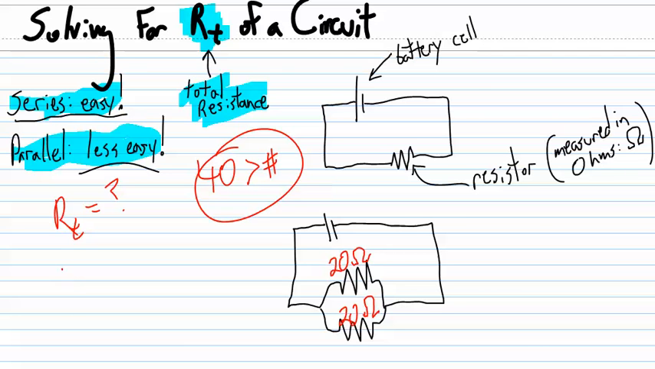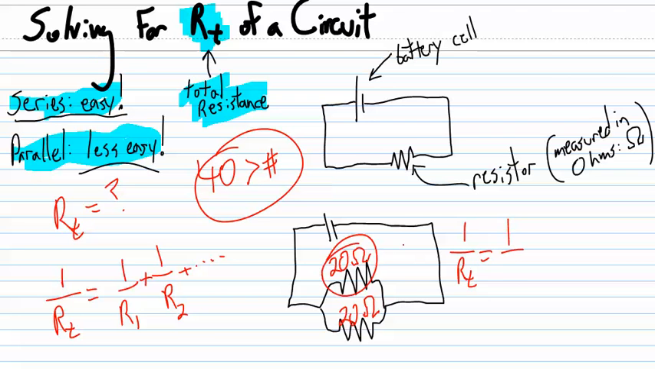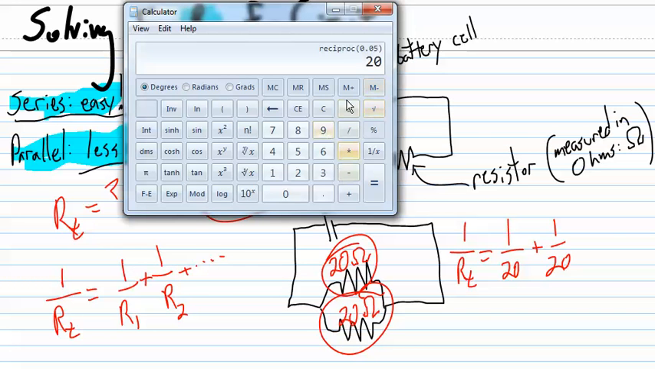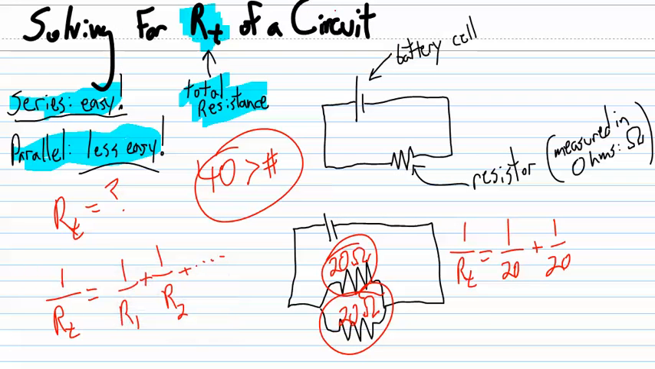Now, for a parallel circuit, 1 over resistance total equals 1 over R1 plus 1 over R2, and so on and so forth. But I've only got 2 resistors here, so this is going to be kind of easy. Let me go do my work over here. 1 over RT equals 1 over 20 plus 1 over 20. Okay, what is 1/20th? I think it's 0.05, but let me double check here. Let's see, hit clear. 1 divided by 20, and I get 0.05. Okay, so this is 0.05, and that's 0.05.